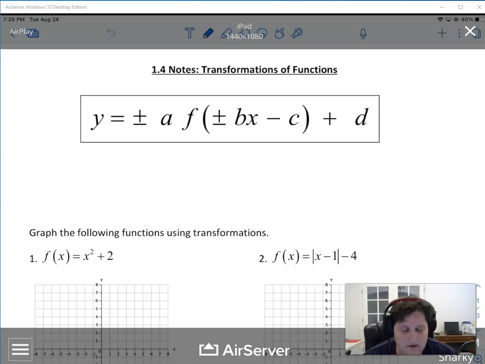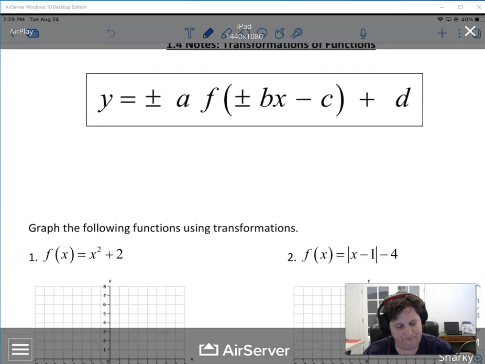Now, what we're going to talk about today is transformations of functions. And so I would like you guys to either jot down notes that you can turn in on a plain sheet of paper, or we can print this out, or you can do it on Cami off of your computer. Okay? All right.